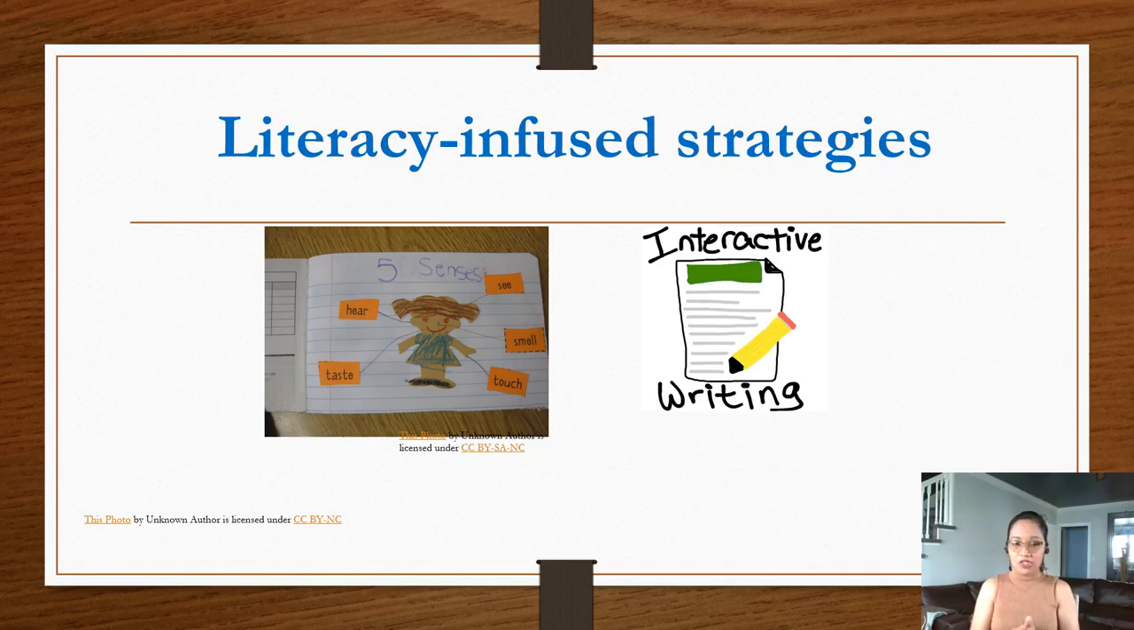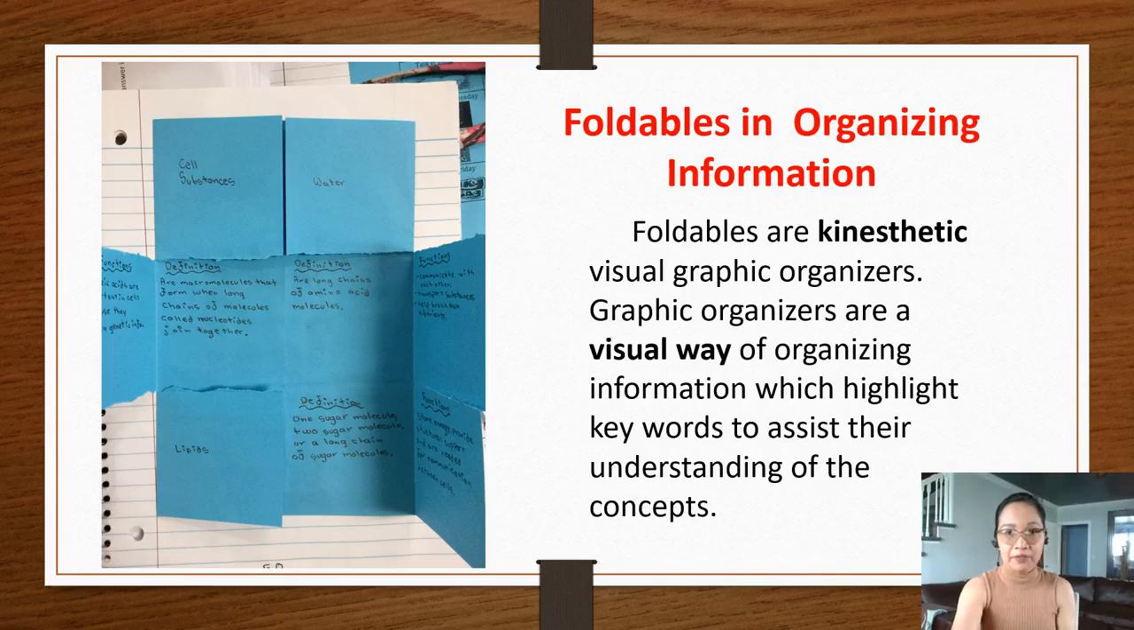So when I did a research synthesis of strategies that improve the English language proficiency and the conceptual understanding of students whose primary language is not English, I found out that there are three groups of strategies that significantly improve their achievement. And one is the literacy infused strategies, two is vocabulary development, and three is collaborative strategies. So the first thing I'm going to show you is the use of interactive notebook. Like for example, the use of the foldables in organizing information.